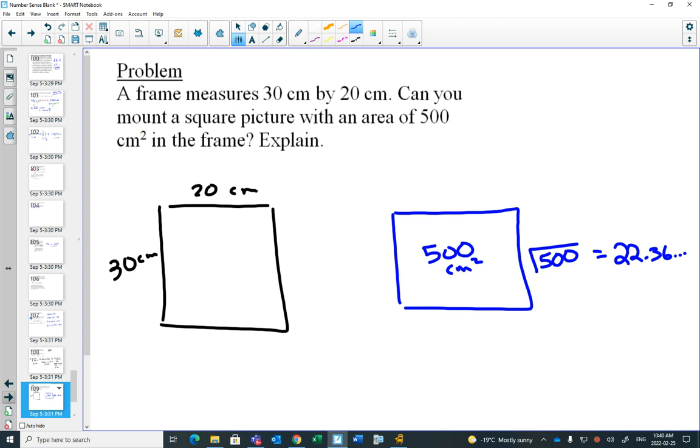Will this fit in this picture frame? Well, it would fit in the 30 side, but you'd have to cut off my arms. Okay? Yeah, they look nice and everything, but you'd be okay. Cut off my arms, still fit it in the picture frame, right?